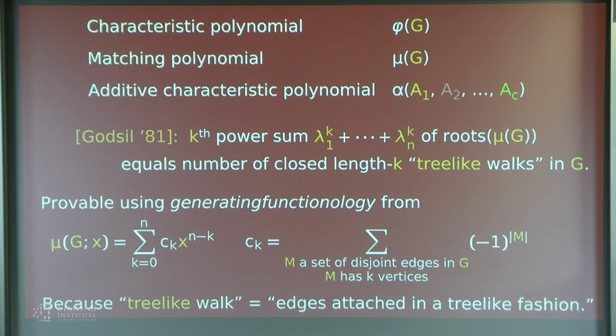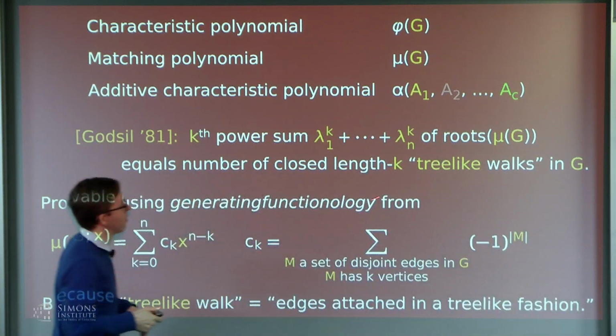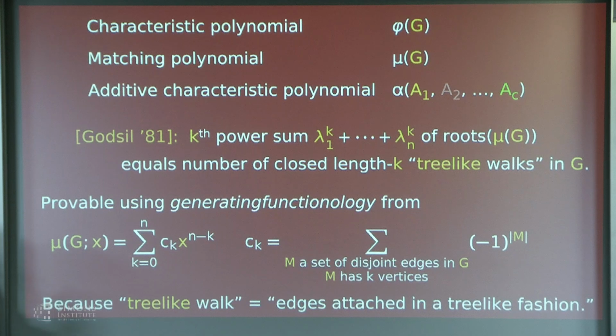So let me repeat this story, but for the matching polynomial. Again, the matching polynomial is some generating function for matchings, disjoint collections of edges. And Godsil in '81 showed that the kth power sum of the roots of the matching polynomial exactly counts the number of closed length k tree-like walks in G, where a tree-like walk in a graph is one where you're only allowed to come back to a vertex by immediate backtracking. So it looks like depth first search tree kind of things. Why do the roots of the matching polynomial count tree-like walks? Well, it's because a tree-like walk, in the same way as before, is what you get if you take edges and connect them in a tree-like fashion. So you can also prove this fact by generating function stuff.